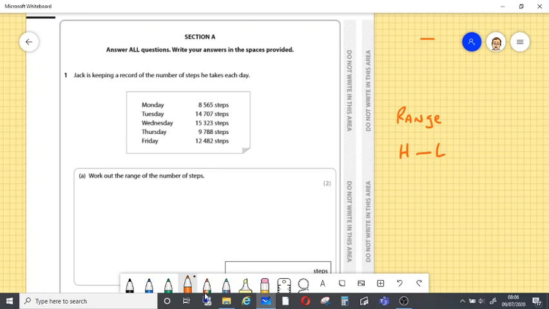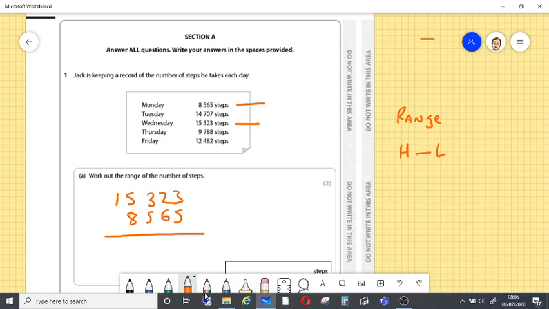So my highest value here is 15,323, and the lowest value is 8,565. So I need to do a subtraction, make sure all my columns are lined up nice and clear, so the examiner can read the paper at the end.